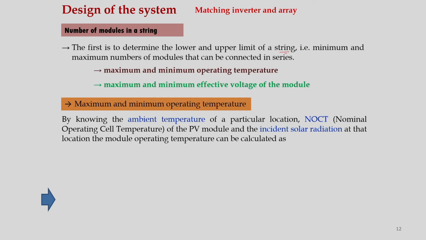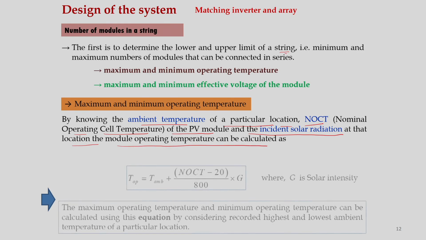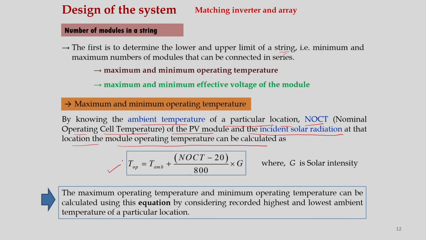So how to calculate minimum and maximum operating temperatures? As I said, by knowing the ambient temperature of a particular location, the NOCT, nominal operating cell temperature of the PV module, and the incident solar radiation at that location, the module operating temperature can be calculated as this. Okay? So we want to calculate this T operating, and we must know T ambient, and then NOCT is required.